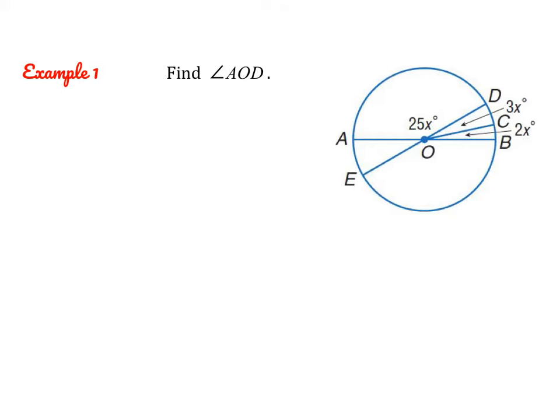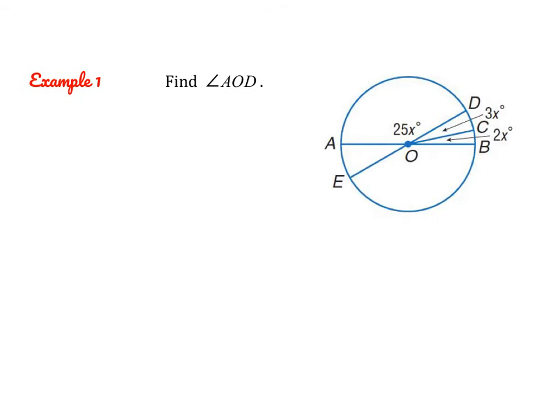Now, we can use this fact to help us find different angles within different circles. So let's look at this first example. Here, they would like us to find the measure of angle AOD. So they want us to find this angle. However, to find this angle, we're first going to need to find x. Now, if I look at this circle, I am given that this angle is 25x, and this tiny sliver is 3x, and this even smaller sliver is 2x. Now, if I look at this picture, I can see that if I cut my circle right here, I actually have all I need to make exactly half of a circle.